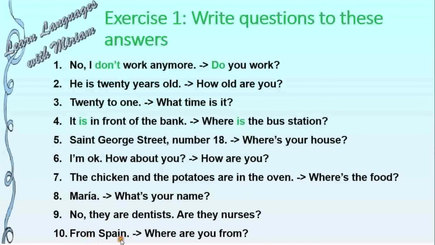10. From Spain. Here we are asking about nationality. So we can ask, where are you from? First, where, then the verb to be, then the subject, and then the preposition from.